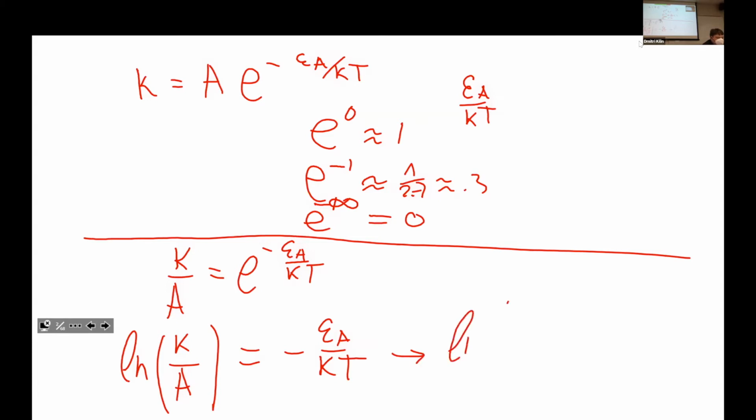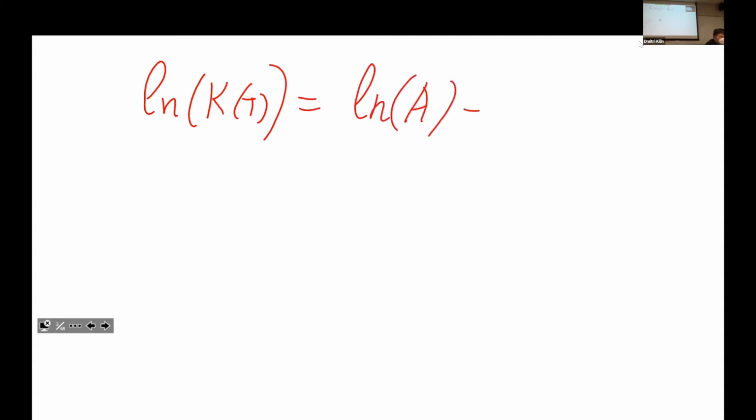So then logarithm of rate minus logarithm of this pre-constant equals minus activation energy over temperature. Right? One more step. So logarithm of k as a function of temperature, that can be computed, equals logarithm of this pre-factor minus activation energy over kT.